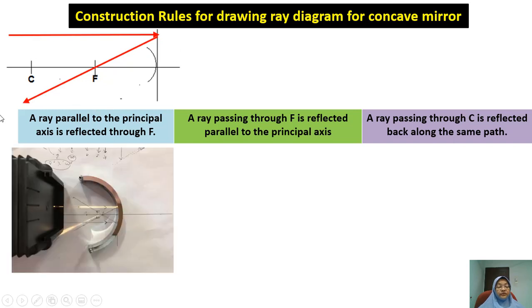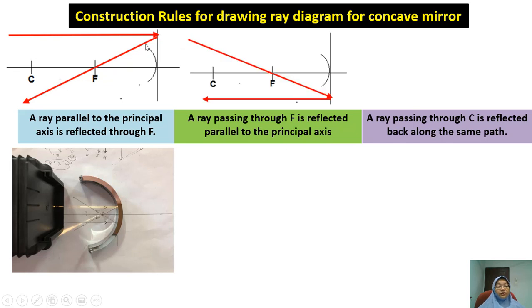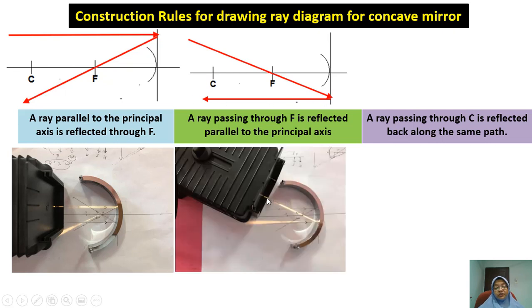Okay, so this is a parallel ray, it will reflect through F. This is the experiment that we can do. So it's parallel, reflected to F, right? Now secondly, a ray passing through F is reflected parallel to the principal axis. So this is the opposite. So a ray going through the focal point will be reflected parallel. Okay, so it's like in this picture.